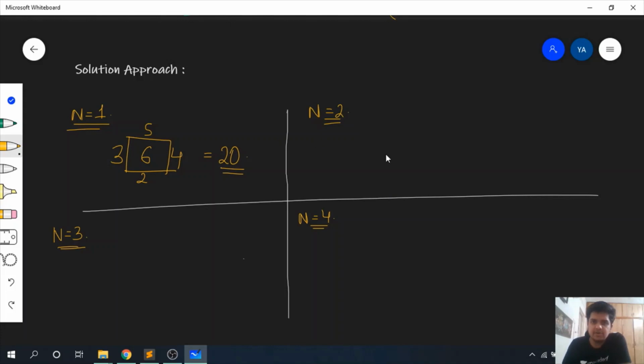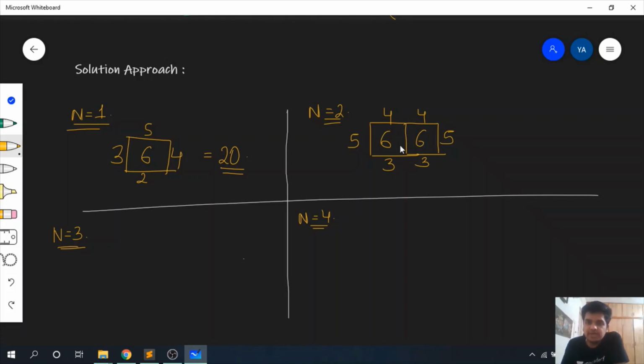For n is equal to 2, how will you place the dice? So you will place the dice side by side in this manner. So here now what we can do is that we can place 6 at the top, 5 at the side, and 4 and 3 at the opposing, right? So this will give us the best sum.